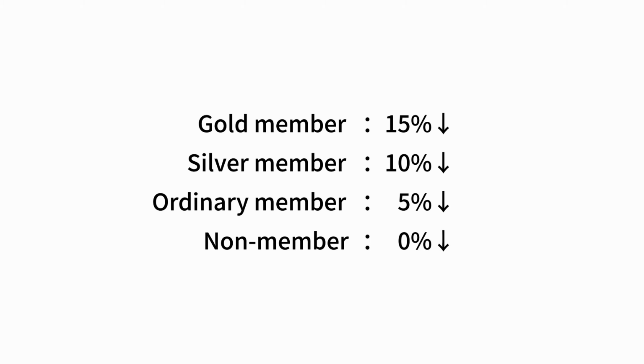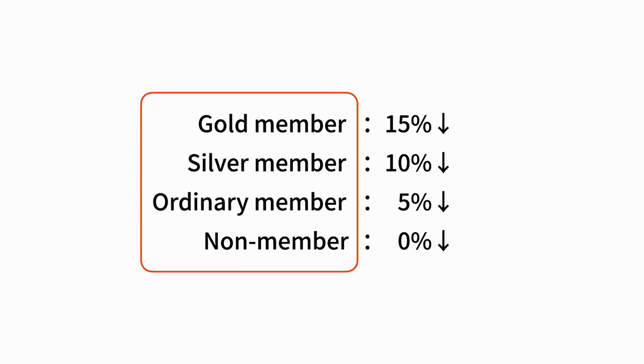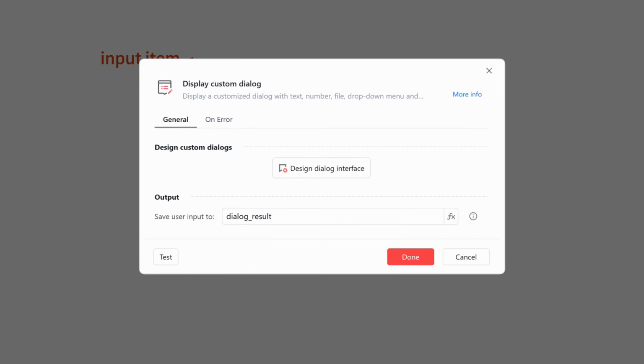In this process, the user type is uncertain data, and we can pass it as an input item to the app. Earlier, we used display custom dialog to make the app pop up a dialog when it runs, letting you input and pass data. In the same way, here we can first use the dialog to receive the user type information, then evaluate the type we've received.